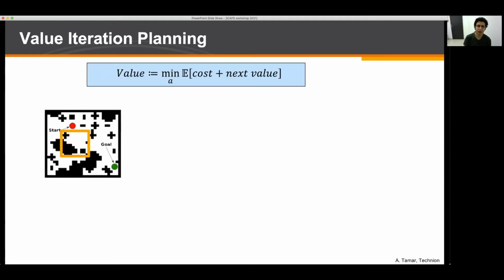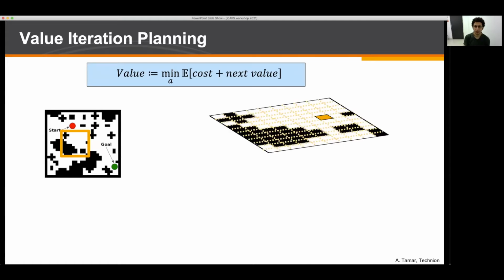So let me tell you one idea. Here's one explicit planning algorithm. It's called value iteration. Think about this grid world, and let's say you want to calculate the shortest path towards the goal. This can be done iteratively by going over all of the states, and for each state, you minimize the cost to one of the neighbors plus what you currently estimate is the distance from that neighbor towards the goal, and you repeat that iteratively. And we know that this would converge to the shortest distance towards the goal.